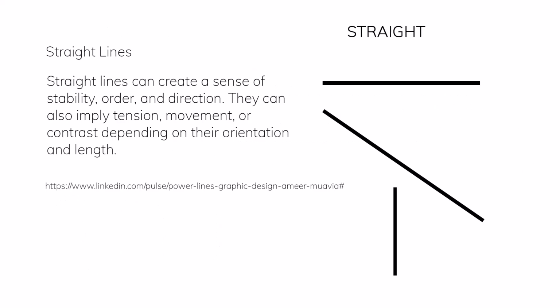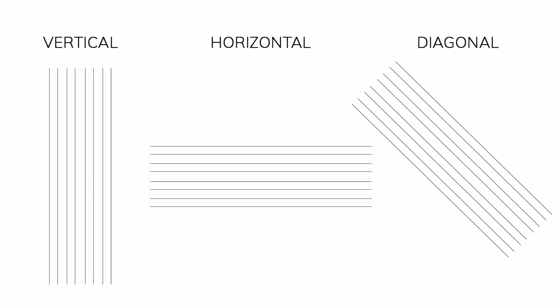So straight lines can create a sense of stability, order, or direction. They can also imply tension, movement, or contrast depending on the orientation, the length. You could also add the thickness of it. So, okay, straight lines will move the eye, but it's a little bit more organized than curvy lines. The next element is direction, right? And there are three primary directions that we're going to deal with: vertical direction, horizontal, and diagonal.